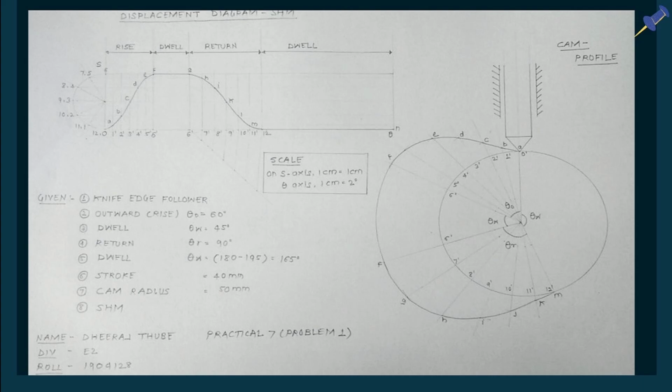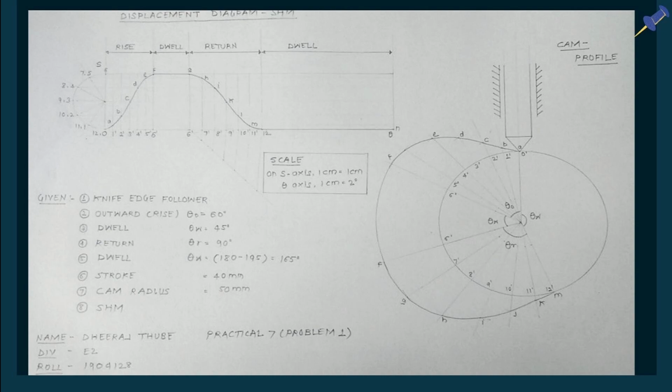So draw the line upward from the left side of 4 centimeter. That is our stroke of the follower. Now complete that rectangle and divide the x-axis into three segments. First is for the outstroke angle which is 60 degrees. So 60 by 2, that is 3 centimeter, because we give the scale on the x-axis as 1 is to 2. So 60 by 2 is equal to 3 centimeter, the length of our outstroke.